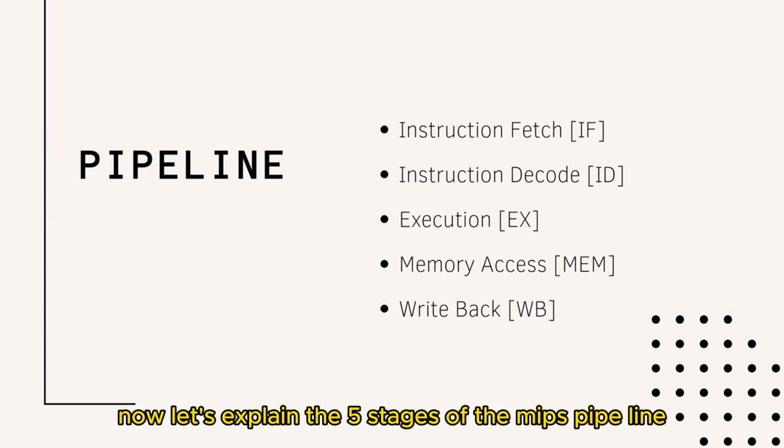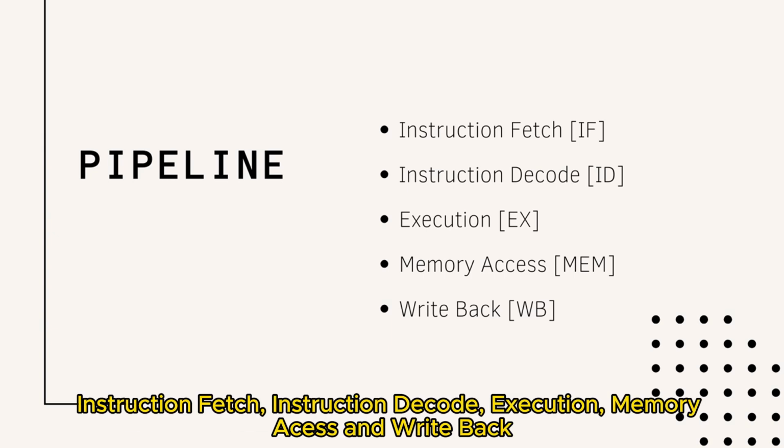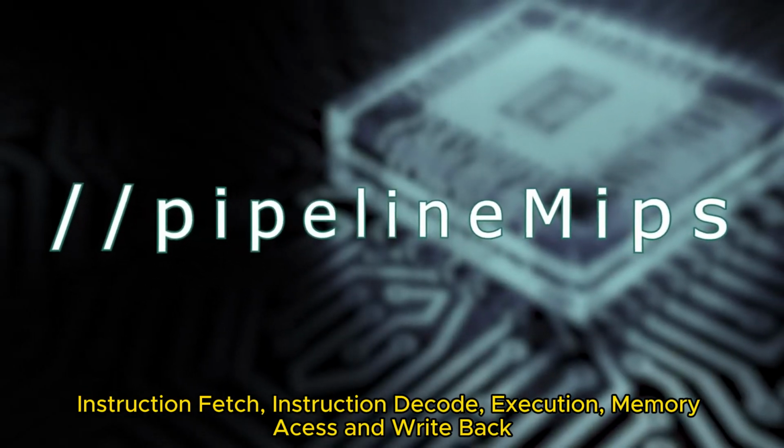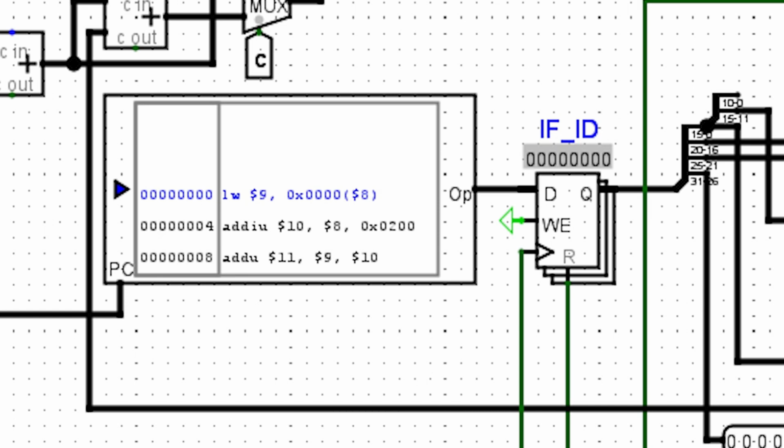Now let's explain the 5 stages of the MIPS pipeline. Instruction fetch, instruction decode, execution, memory access, and write back. The first stage is the IF, instruction fetch. Here the instruction is fetched from memory and loaded into the processor.